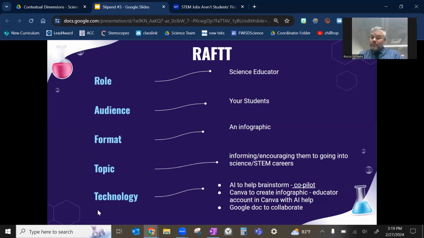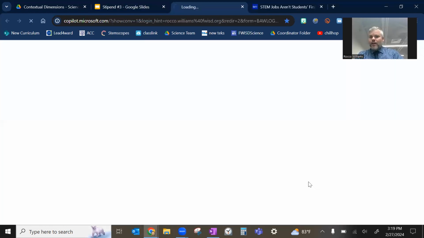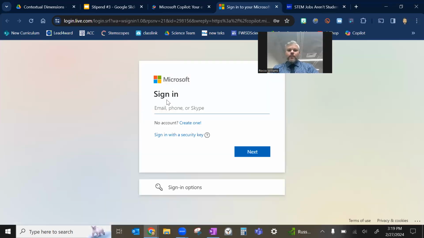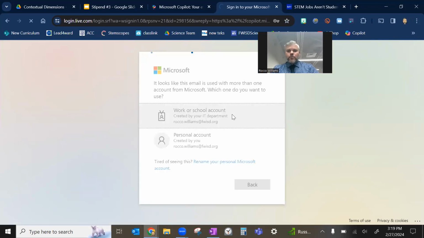And then my technology limitations, I told them they could use AI to help them brainstorm. So Fort Worth, actually, Copilot is Microsoft's AI tool, and it is actually approved through Fort Worth ISD. You can click on this link, and it'll ask you to log in. You can log in with your district credentials. So it's a work account.